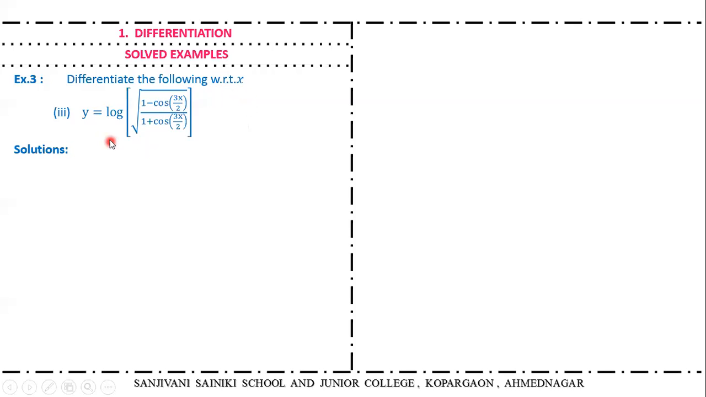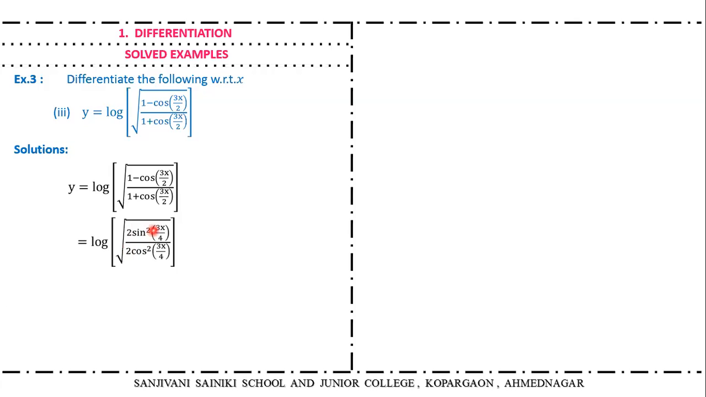Differentiate with respect to x, y is equal to log of square root of (1 minus cos 3x upon 2) and (1 plus cos 3x upon 2). We have to simplify it. Instead of finding the direct derivative, we will simplify it.